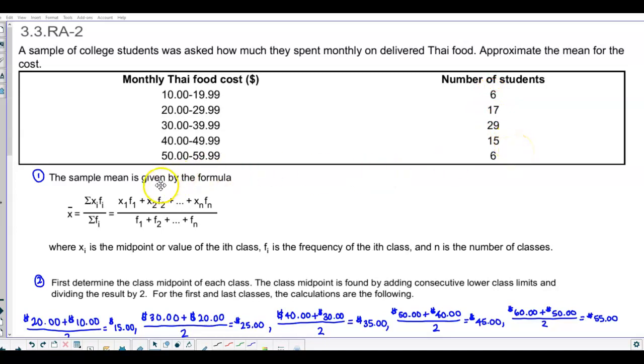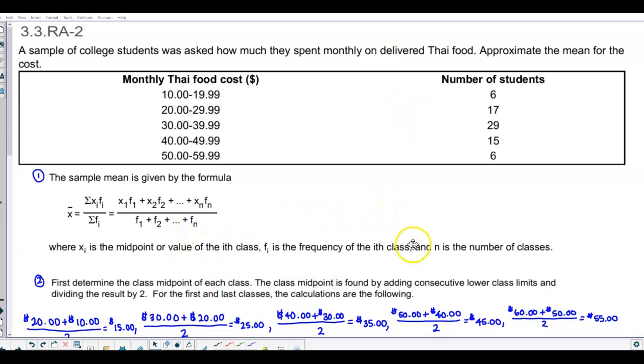Now, the sample mean is given by the formula, where the sample mean is equal to the sum of the midpoints times the frequency over the sum of the frequencies, where x represents the midpoint or the value of that particular class. Fi, or F1, 2, 3, and so on, is the frequency of the class, and n is the number of classes.